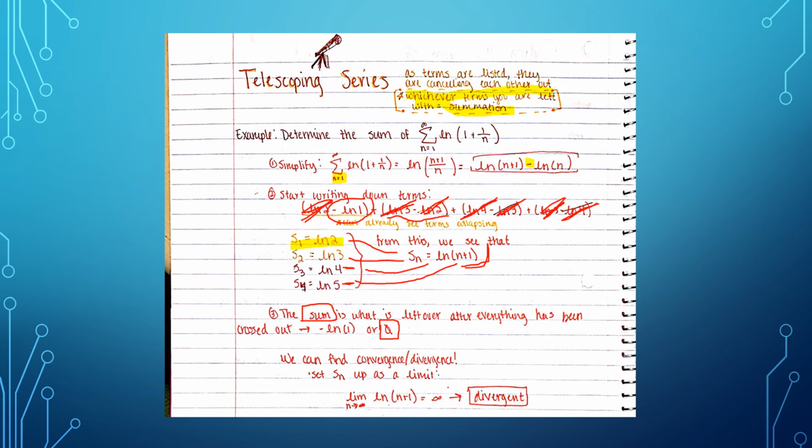Now, the convergence and divergence, in order to find this, you need to set up S of n as a limit. So we have the limit as n approaches infinity of ln of n plus 1. When you try to plug in infinity for n, you know that ln just keeps getting bigger and bigger and never reaches a value. So this will be divergent.